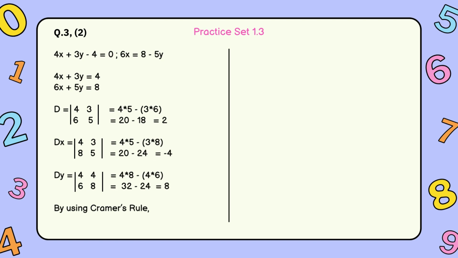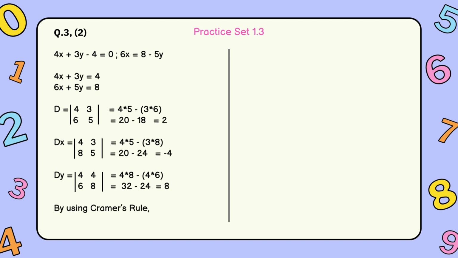To find the value of D, we take the coefficients of x and y and arrange them in determinant format. So we get 4, 3, 6 and 5, and we multiply the diagonals and subtract the other diagonals as we did in the last sum.